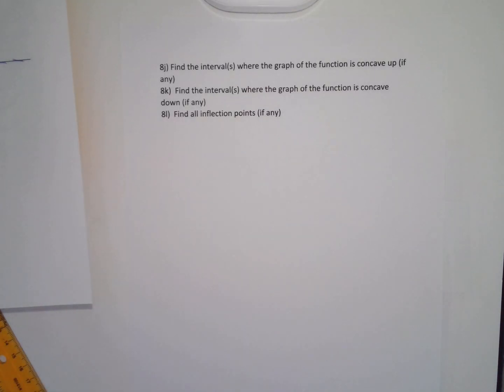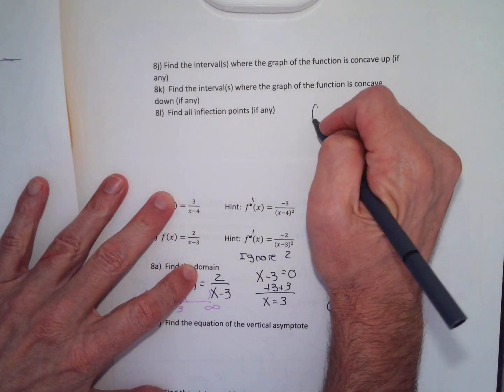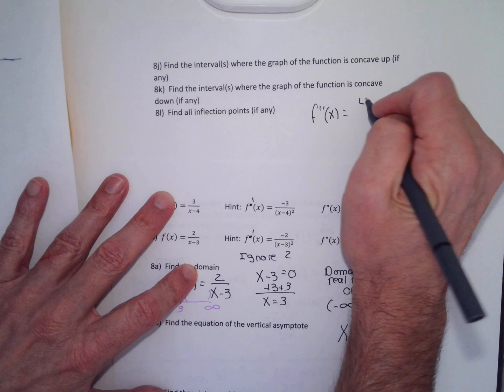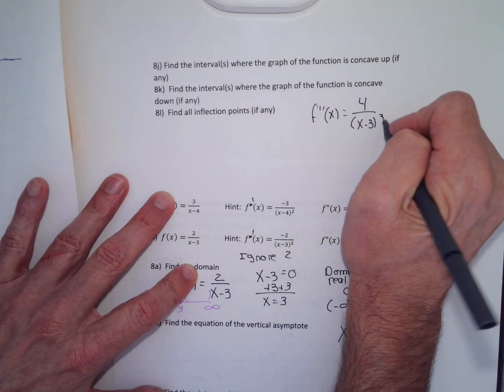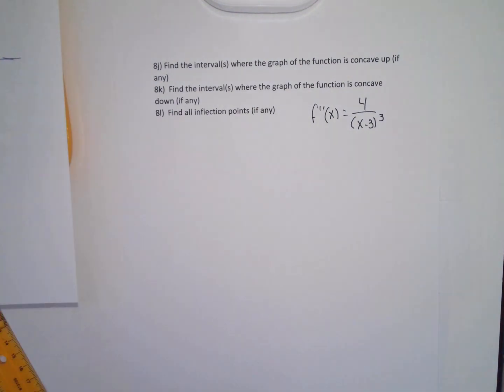I need to now do the second derivative tests, and I give you the second derivative because I don't want you to have to compute that here. So apparently the second derivative is positive 4 over x minus 3 cubed. Don't have to calculate second derivatives of fractions. That's just silly. So I have the second derivative handy.